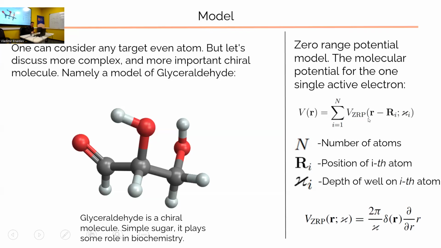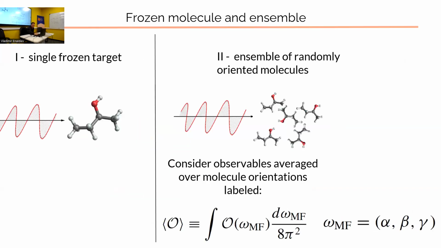These potentials are zero everywhere outside the atoms. So n is the number of atoms. This is the position of a concrete atom, and kappa is the depth of the well on each atom. Okay, so we calculate our pictures within this model. I would like to continue and not discuss the model. And also there are two types of problems. First, we have a single molecule, and it's frozen.